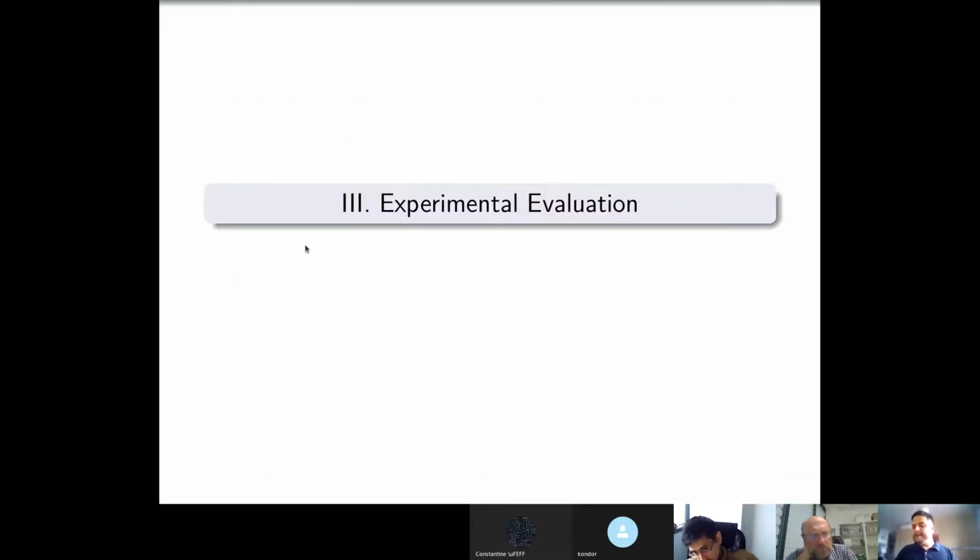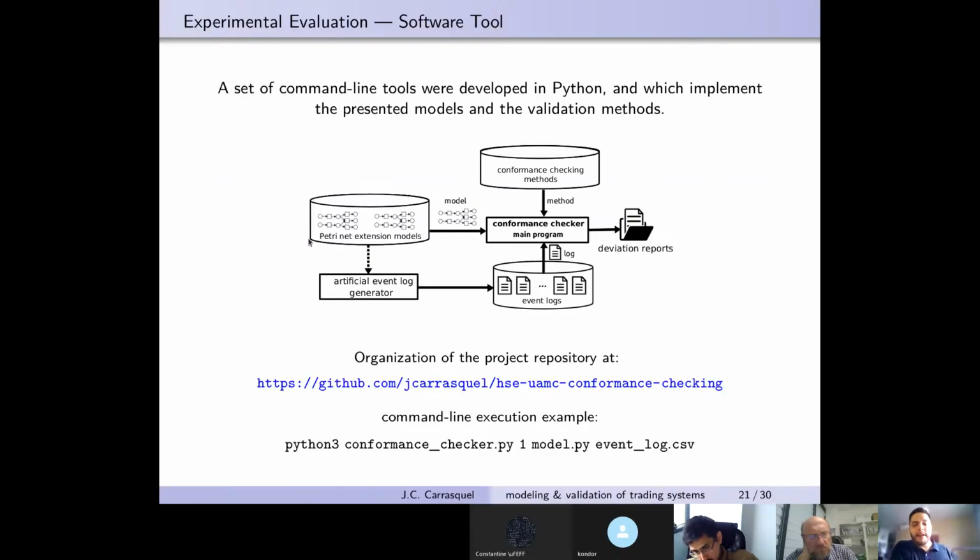I will move to the part of the experimental evaluations to mention some of the experiments we did in the thesis. First of all, about the software. We worked with a set of command line tools that were developed in Python that implement the presented model and the validation methods. So on the one side, we have conformance checking methods. They were developed as Python scripts. Also, the Petri net models are Python scripts.